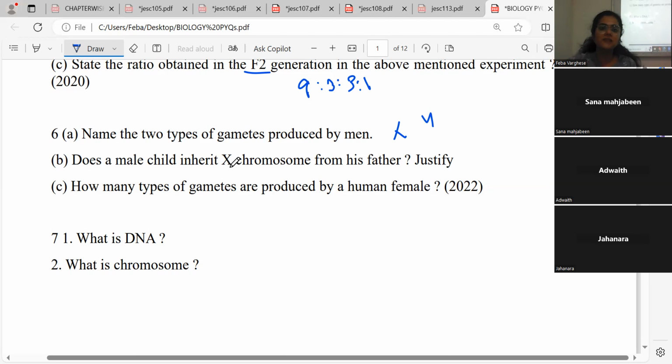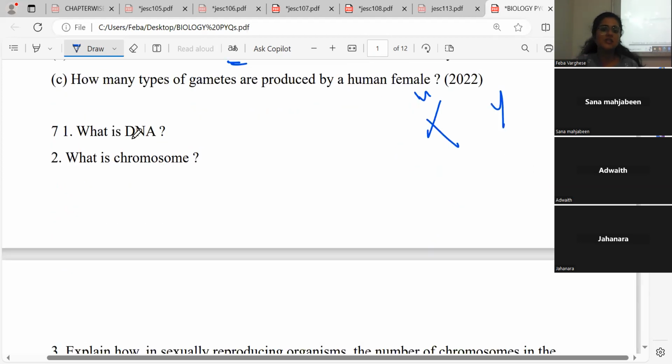Now, does a male child inherit X chromosome from his father? Justify. No, a male child can never inherit X chromosome from the father, right? The male child will only be having a single X chromosome, and that's from the mother. The male child will only be contributed a Y chromosome from the father. That's why the child is male, right? Now, how many types of gametes are produced by the human female? Only a single type that contains X chromosome in it, right? Now, what is DNA?